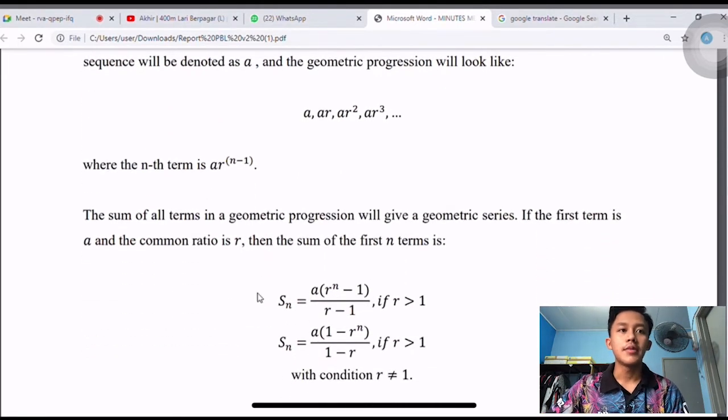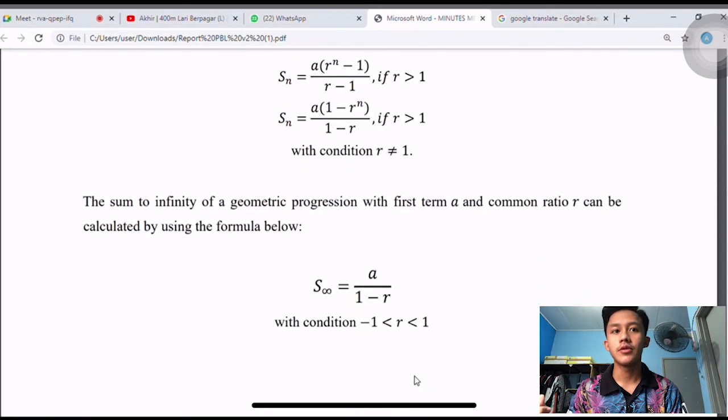The sum of all terms in the geometric progression will give a geometric series. If the first term is A and the common ratio is R, then the sum of the first n terms is, for example, this. Okay, the sum to infinity of a geometric progression with first term A and common ratio R can be calculated by using the formula below.